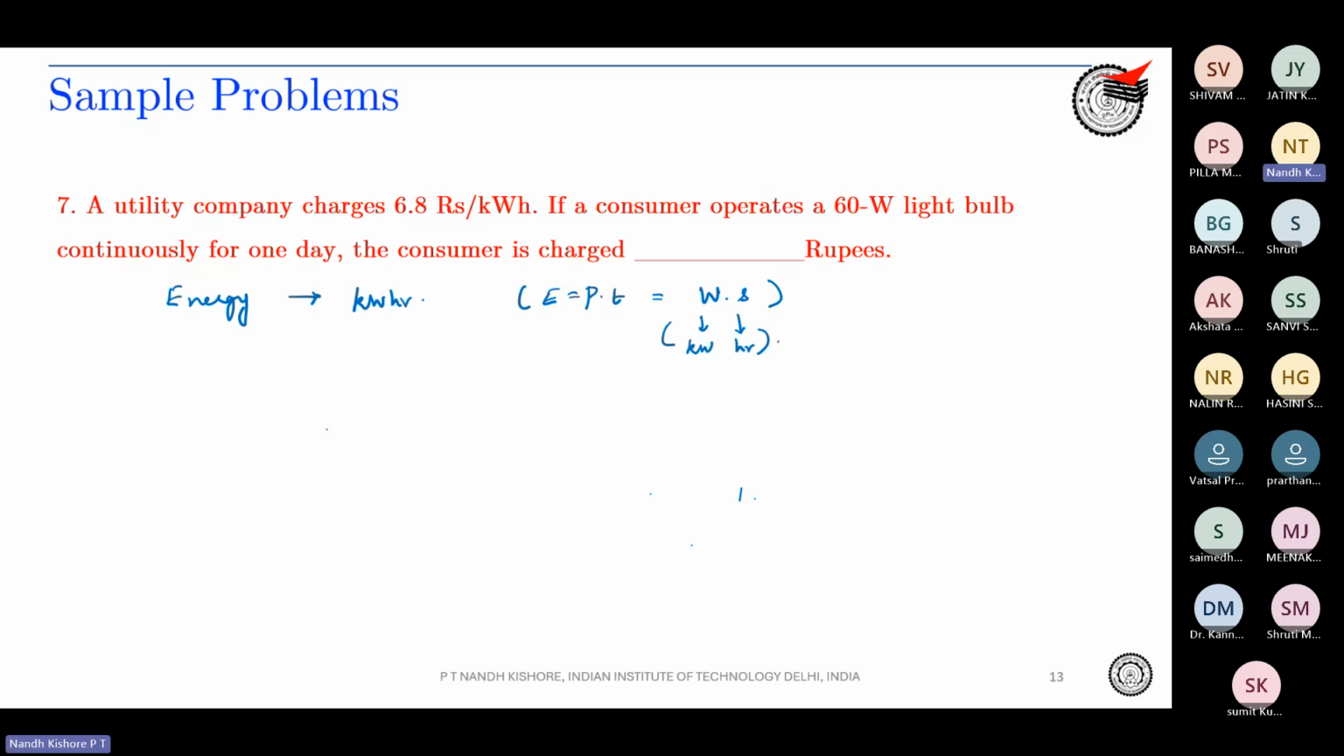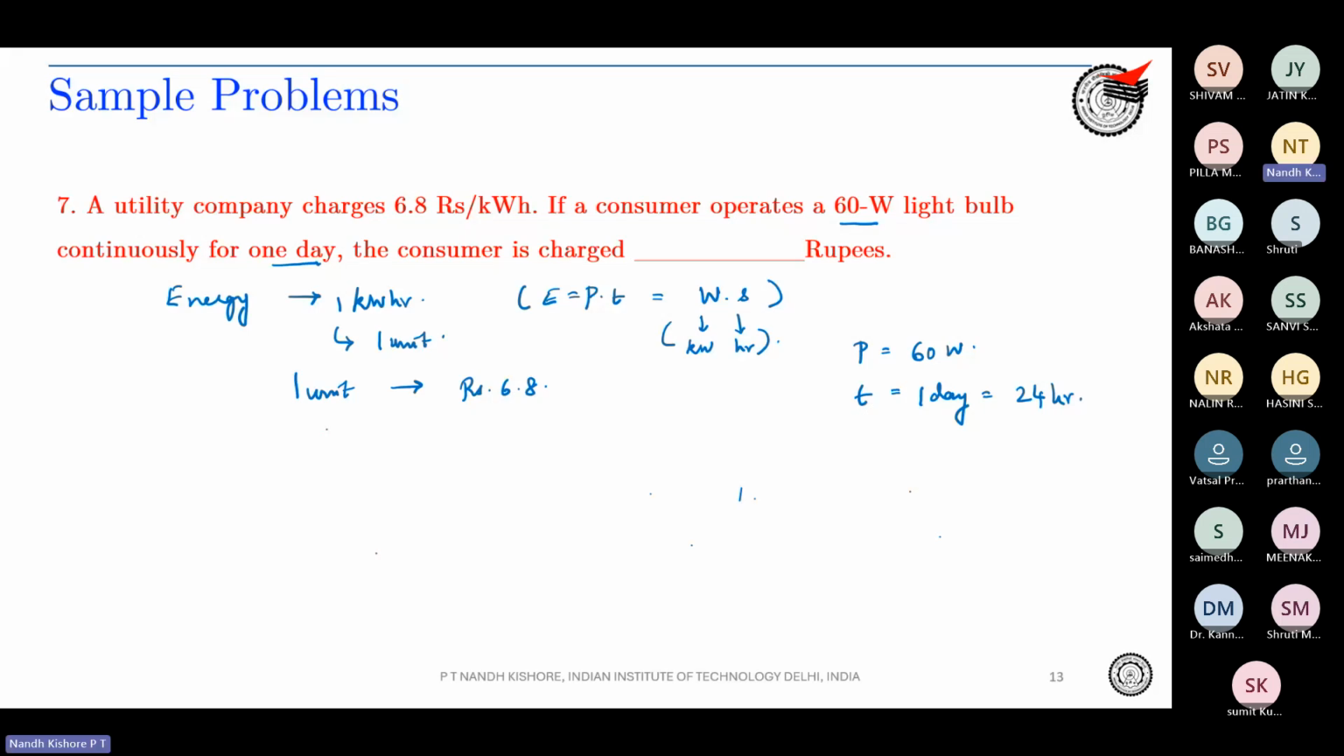So we generally call 1 kWh 1 unit. At home or anywhere, we generally tell how much energy is consumed in units. So this is basically 1 unit, and they have given you the unit cost. So 1 unit is costing you rupees 6.8. They have given that a 60-watt light bulb is operating for 1 day. So the power is 60 watts and the time is 1 day, which is 24 hours.